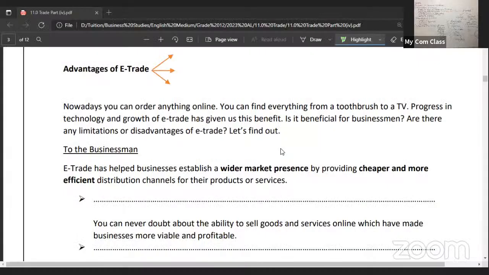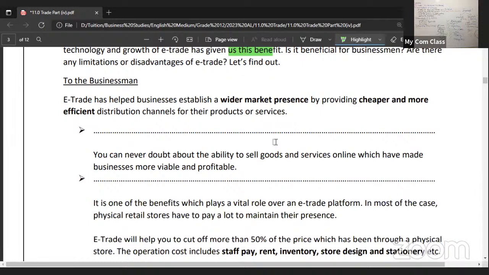Progress in technology and growth of e-trade has given us this benefit. It is beneficial for businessmen. Are there any limitations, disadvantages? Let's find out. Now, for the businessman: E-trade has helped businesses establish a wider market presence. This is what I was talking about, the wider market presence.